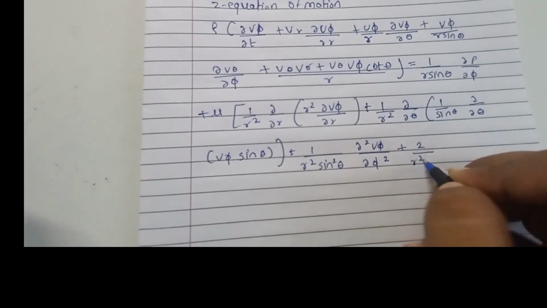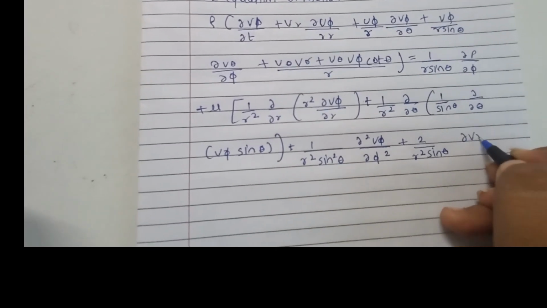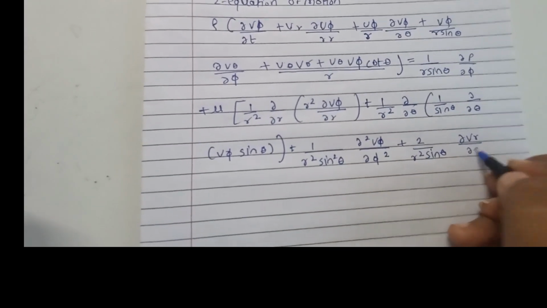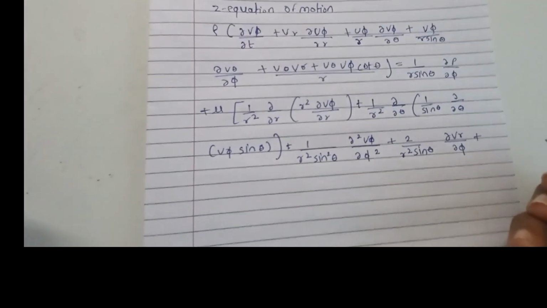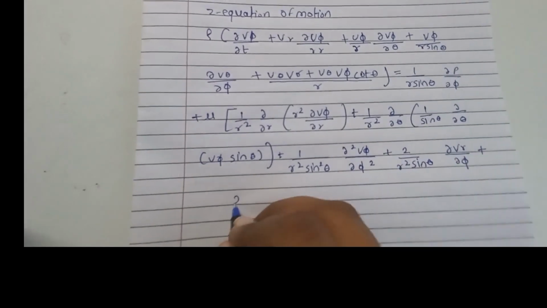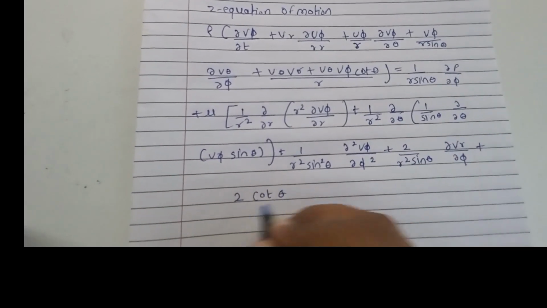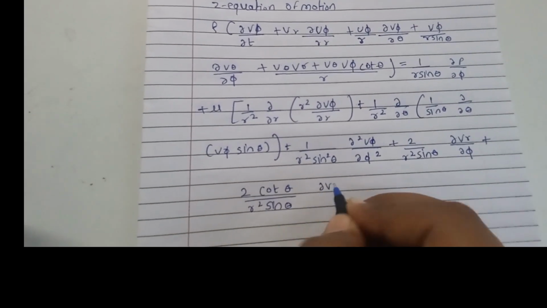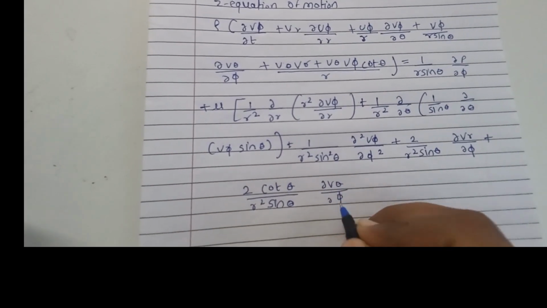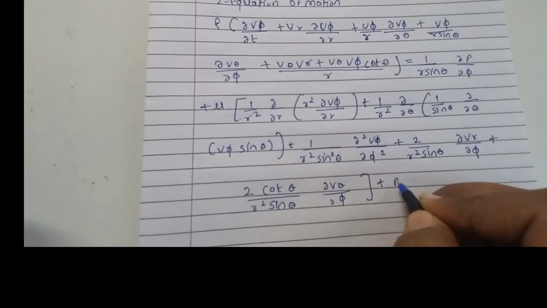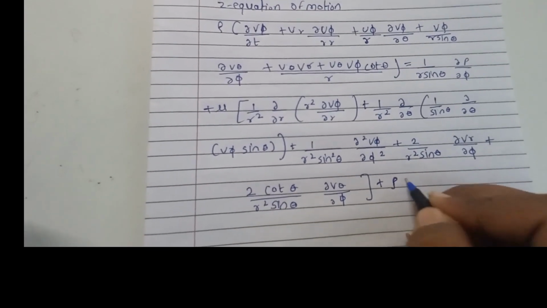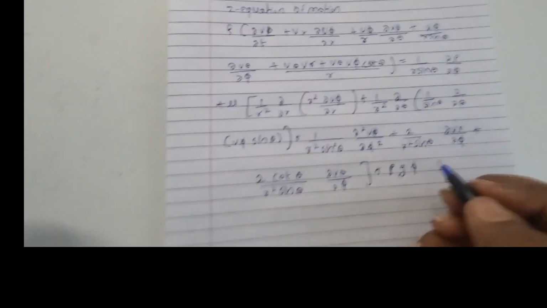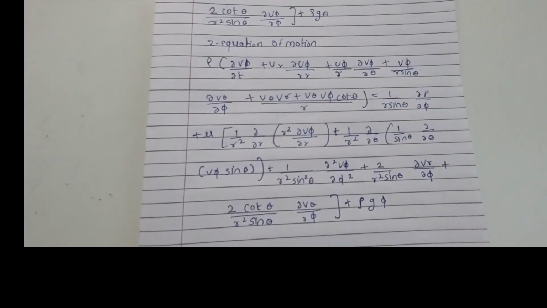plus 2 upon r square sin theta into del vr upon del phi plus 2 into cot theta upon r square sin theta into del v theta upon del phi, bracket close, plus rho g phi, that is the forces acting in the phi direction. We are considering it with respect to phi, as we are taking the phi equation.